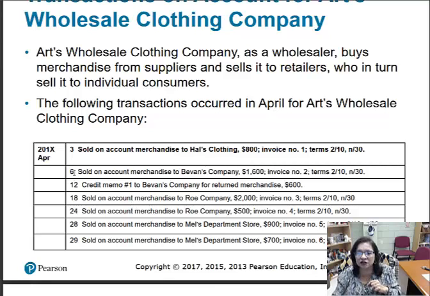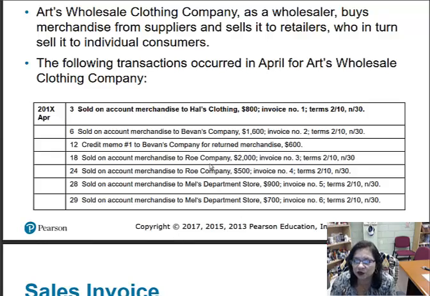So here we go. He sold on account merchandise to Bevan's company. That means Art sold this to Bevan for 1,600. Invoice number 2 for 2% discount if paid in 10 days. If not, then he owes the entire $1,600. Okay, so let's see. How much then does that mean that he's going to have? So what we're going to see here then is some of these things that are going on, but we're going to see the sales invoice first.